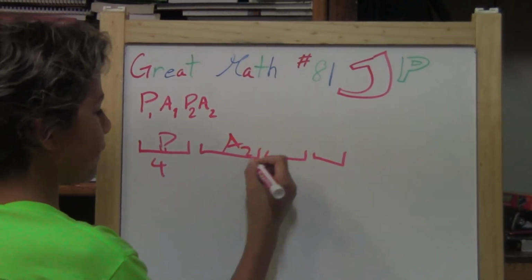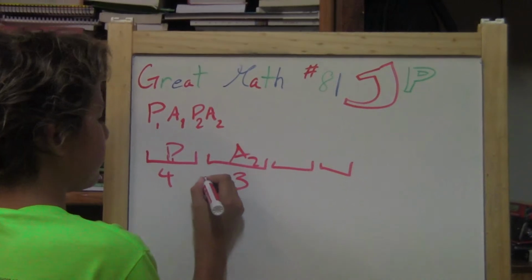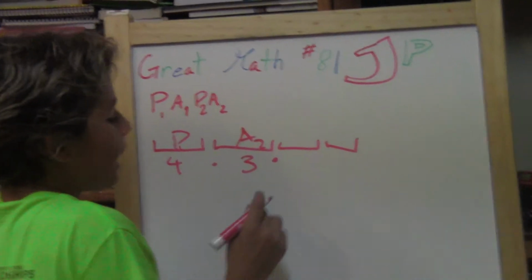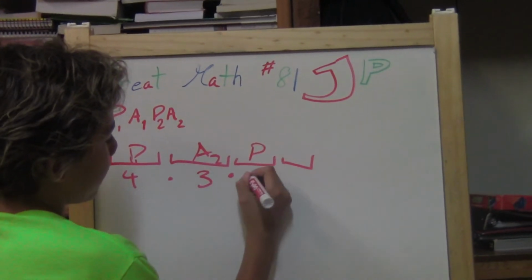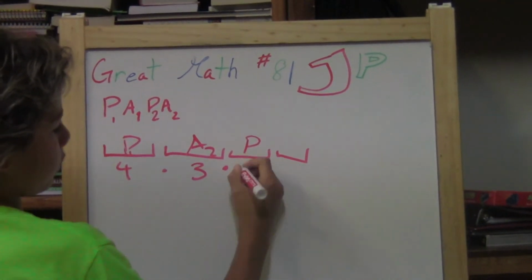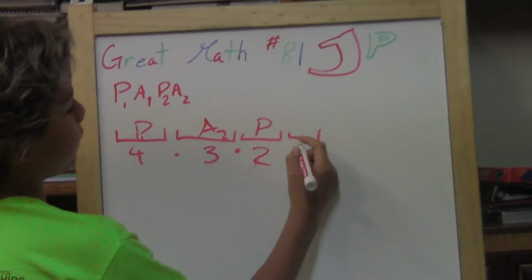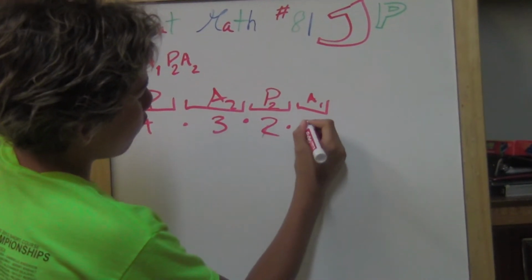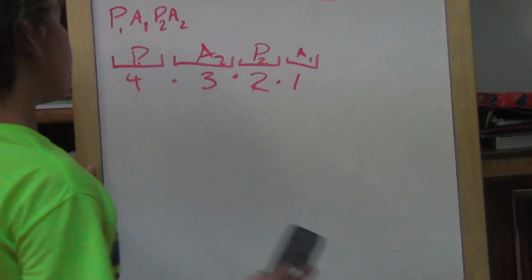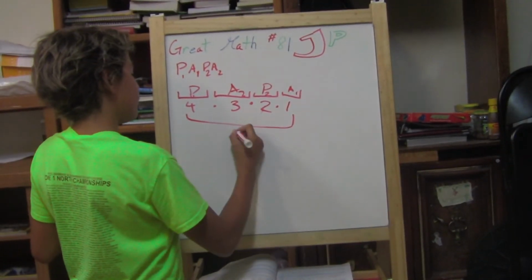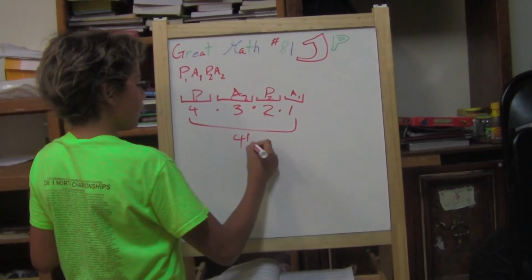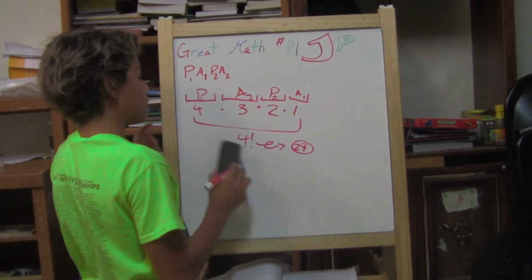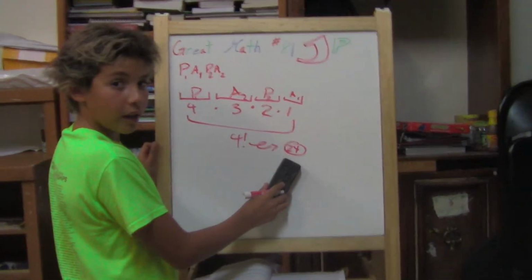Actually, we'll just make this A2 just because some of you guys might not know that I said that it could be any. And then there can be P, but then there's only 2 possibilities, and then there can be A1 for the last possibility, which basically makes this 4 factorial, or better known as 24. Now you guys need to remember 4 factorial and 24, okay?